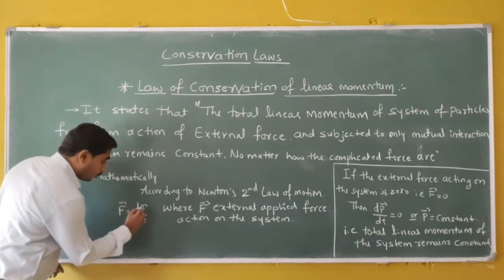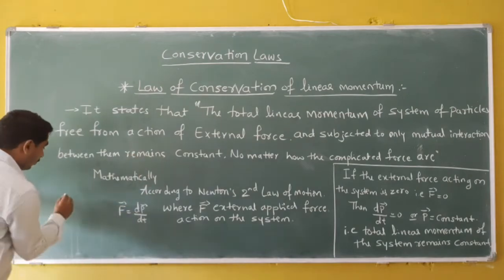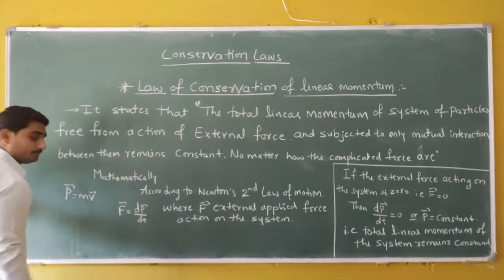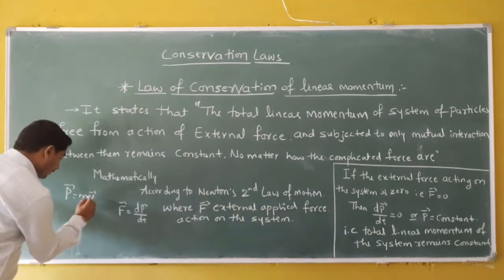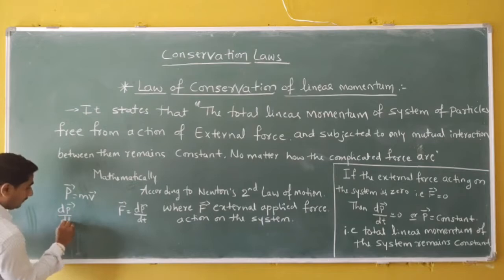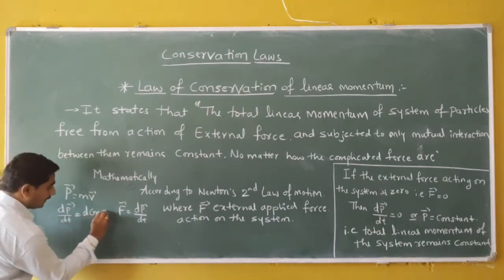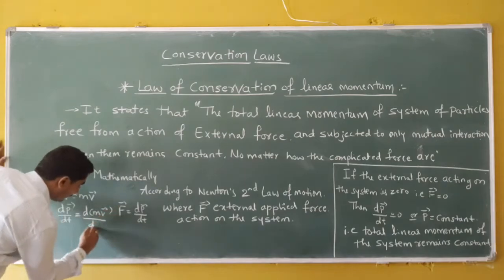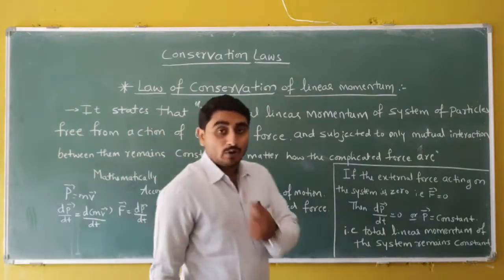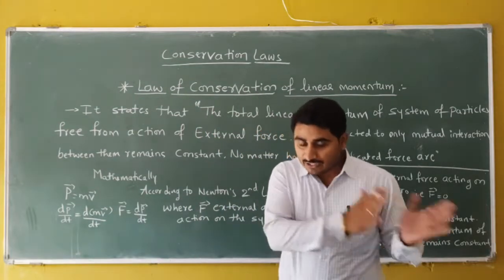So F is equal to dp divided by dt. I already told you that P is nothing but mv. So if I differentiate this term dp divided by dt, I write d(mv) divided by dt. Here mass is a constant and velocity is a variable with respect to time, but mass does not vary with respect to time.